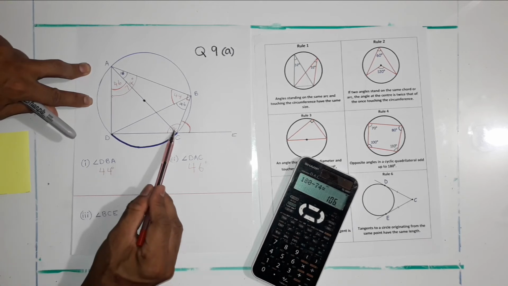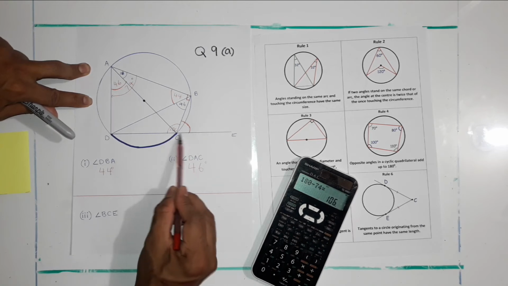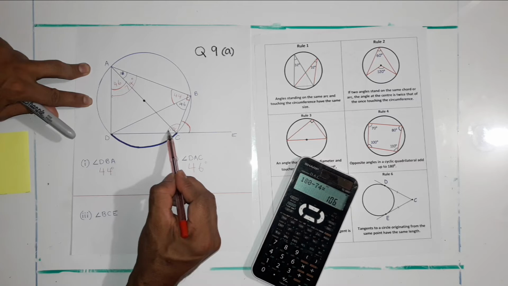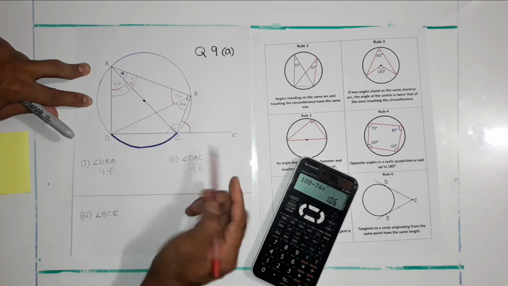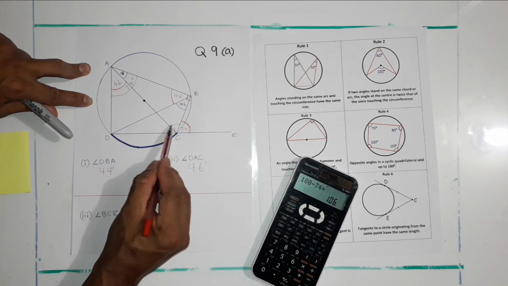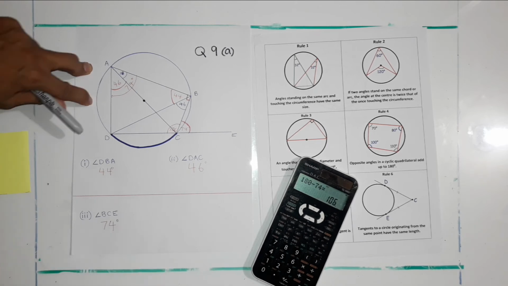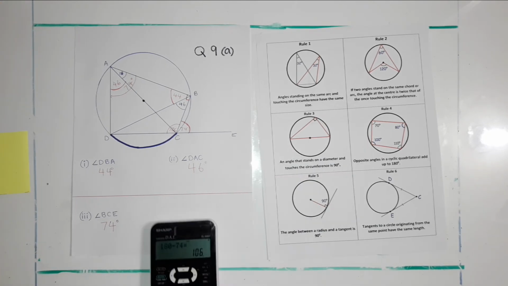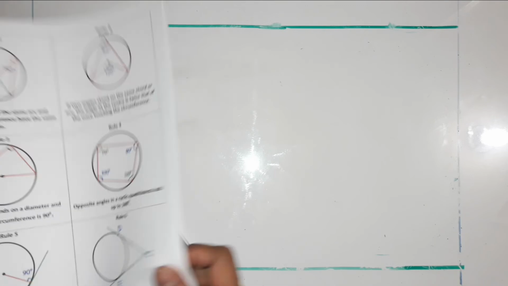But they didn't ask us for this angle. They asked us for the one next to it. But remember, a straight line is 180 degrees. So if here is 106, how much again do we need to make 180? That would be 74 degrees. 106 plus the 74 will give us a total of 180. So BCE is 74 degrees. And I got that by using rule 4 and the fact that a straight line has 180 degrees. Alright, so let's clear this up and start the next part of the question.